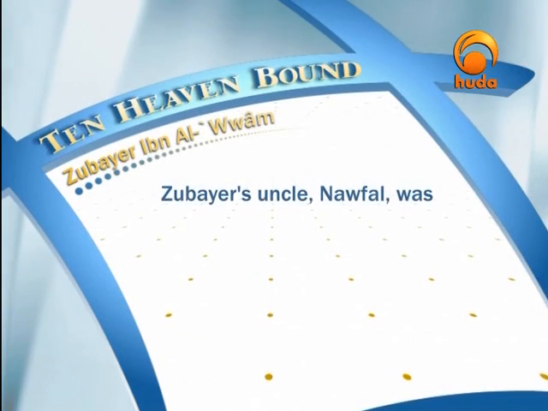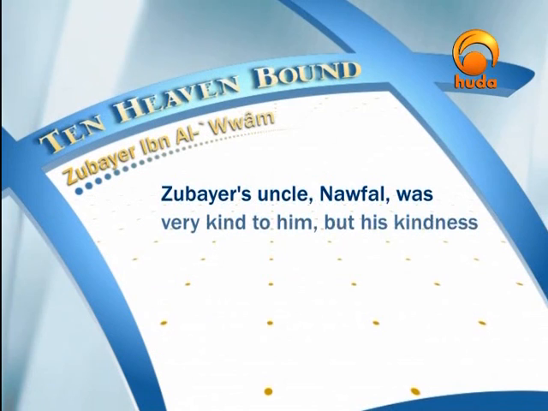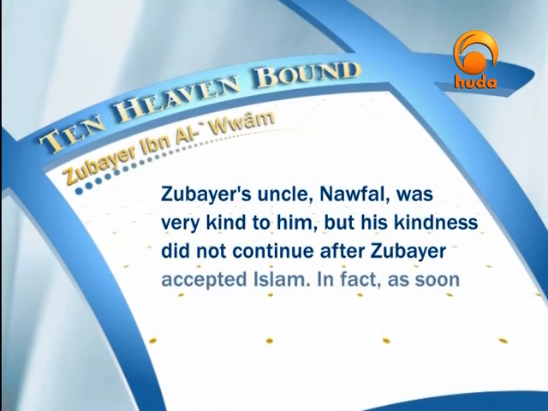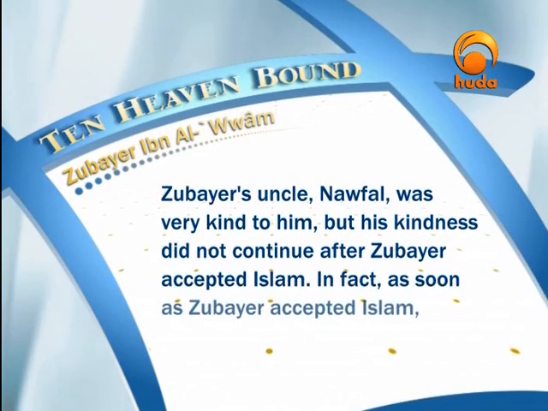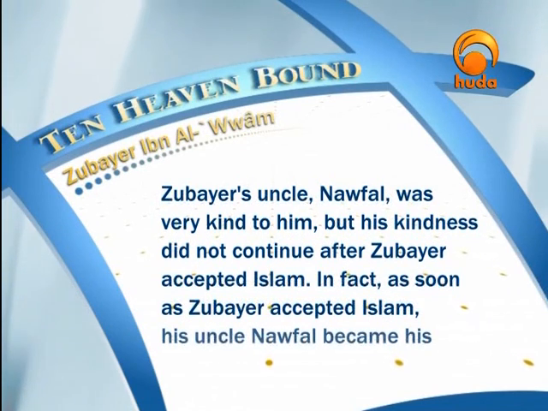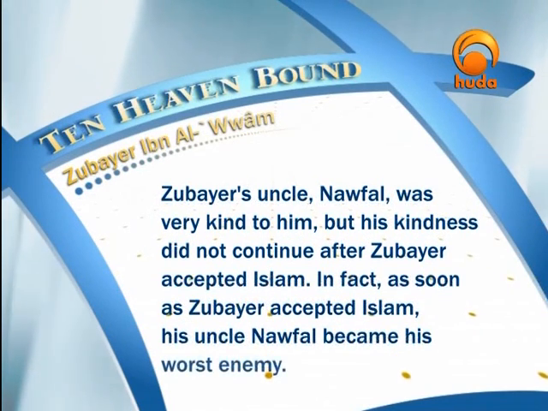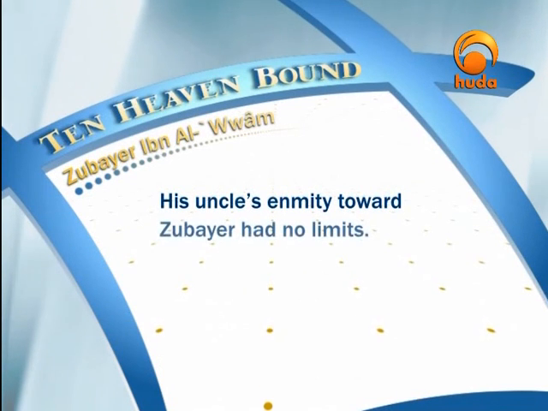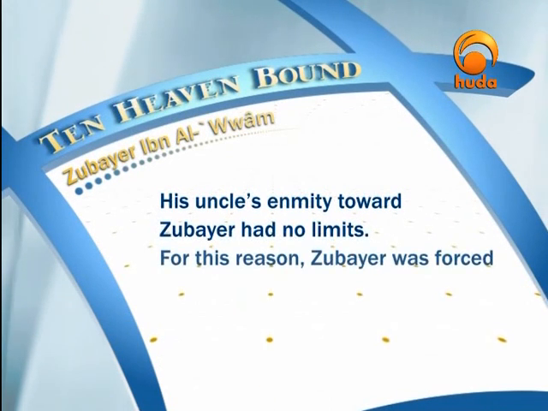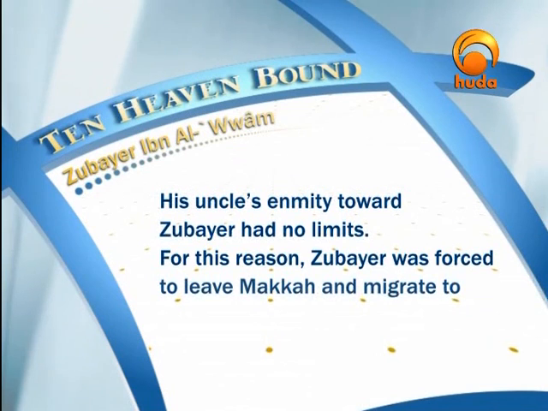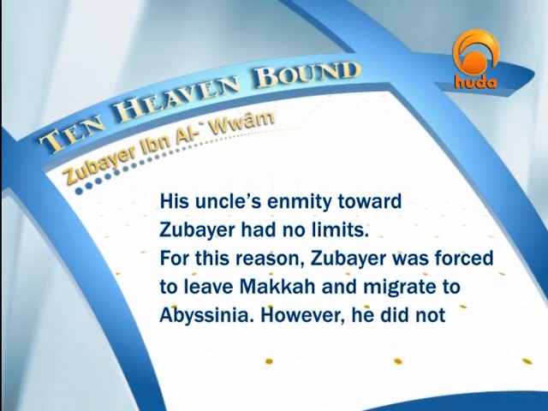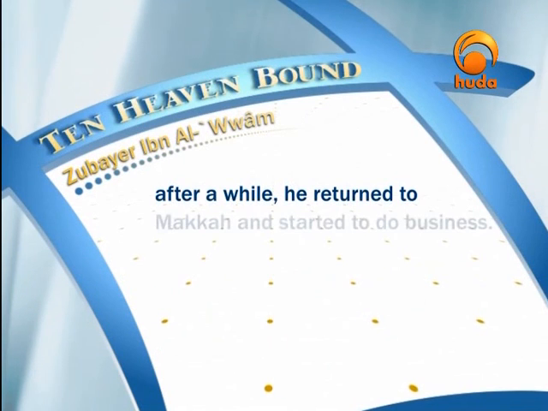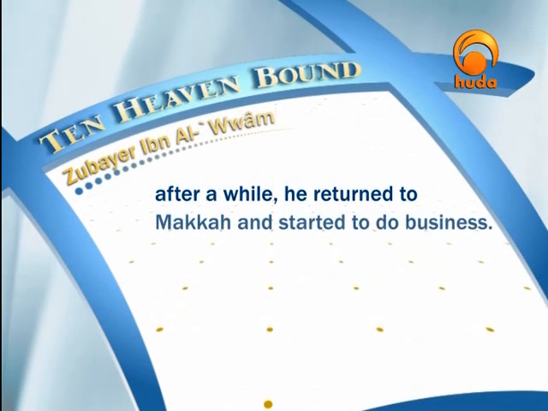Zubair's uncle, Nawfal, was very kind to him, but his kindness did not continue after Zubair accepted Islam. In fact, as soon as Zubair accepted Islam, his uncle Nawfal became his worst enemy. His uncle's enmity towards Zubair had no limits. For this reason, Zubair was forced to leave Mecca and migrate to Abyssinia. However, he did not stay there for long. After a while, he returned to Mecca and started to do business.